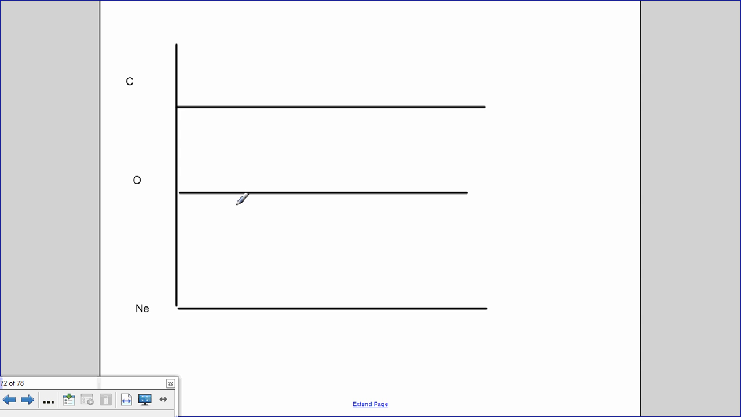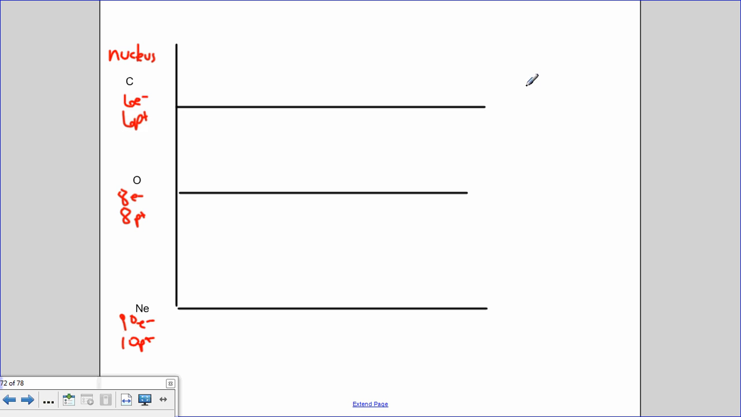So let's go ahead and try to draw the relative differences between carbon, oxygen, and neon. And then we might quantize some of them, but I want to do the relative differences in their energies first. So yet again, we're going to pretend the nucleus is over here. Carbon has 6 electrons and 6 protons. Oxygen has 8 electrons and 8 protons. Neon has 10 electrons and 10 protons.